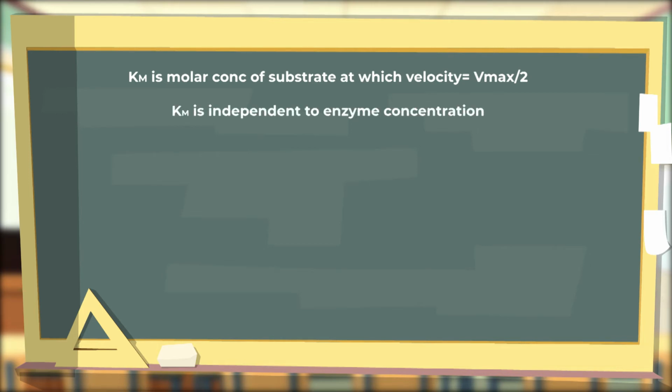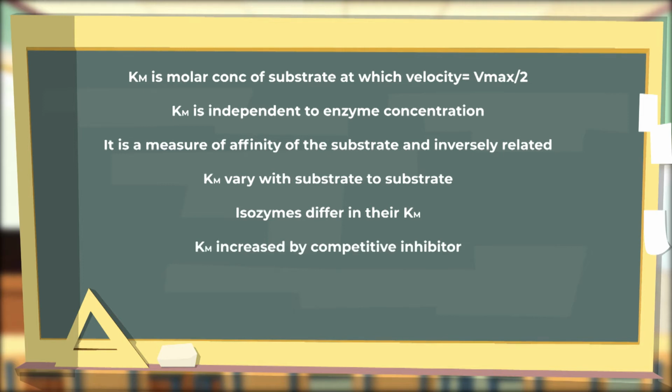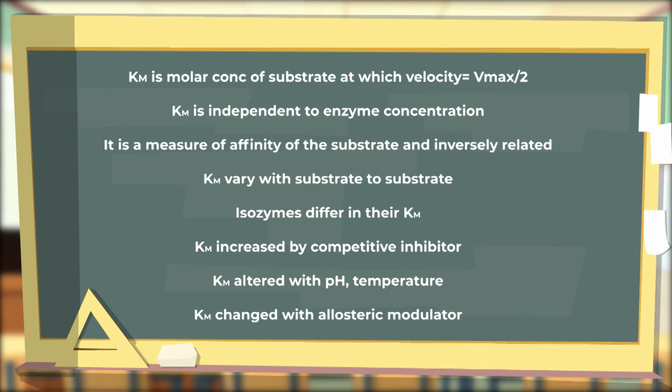Km is independent of enzyme concentration. Usually, Km is taken as the substrate concentration in moles per liter. It is a measure of affinity of the substrate and is inversely related. Km varies from substrate to substrate. Isozymes differ in their Km. Km is increased in case of a competitive inhibitor. Km is altered with pH as well as temperature. Km is changed with an allosteric modulator.